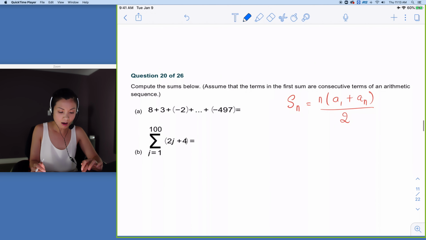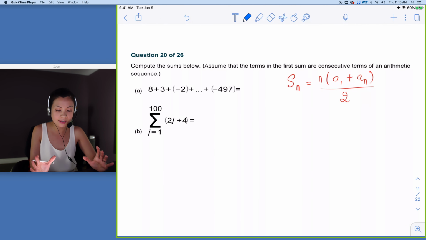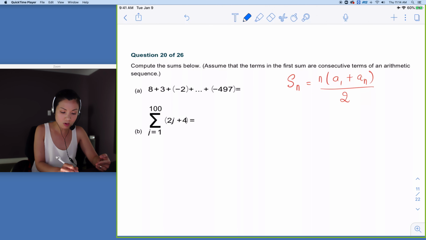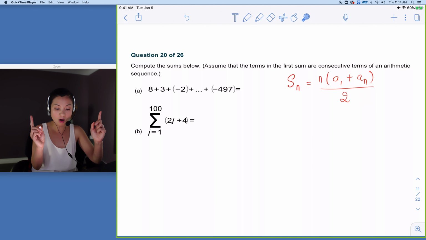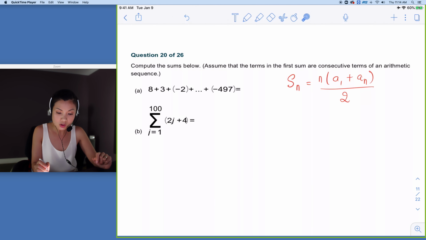Okay. All right, moving on to number 20. Number 20, they're asking you for the sum, which is a series. So for the sum, you need the formula, and I give you the formula right there. So what do we need for the formula? First of all, you need the number of terms, which is n. You need the first term and you need the last term. So you see for part A, I do have the first term, which is 8. The last term is negative 497. What I don't have is the number of terms. So how do I figure it out?